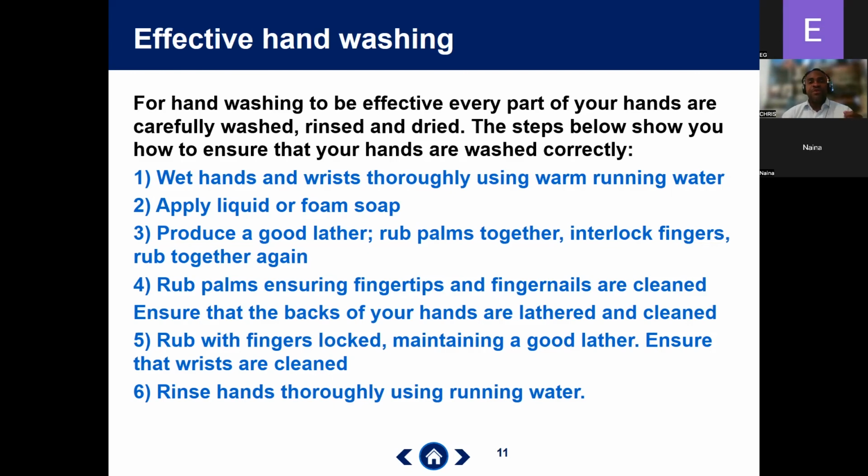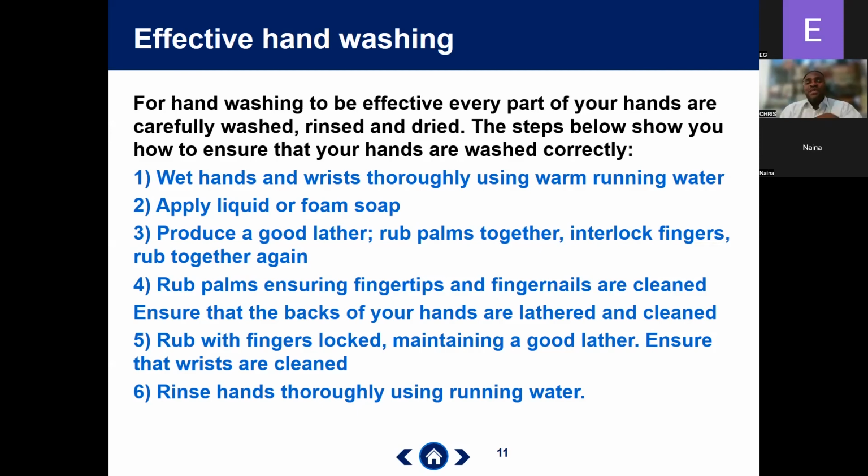The third stage is to produce a good lather with the soap because our hands are wet. Rub our palms together, interlock our fingers, and rub together again. Then rub our palms, ensuring our fingertips and fingernails are all cleaned, and that the backs of our hands are lathered and cleaned. And then the fifth thing is to rub our fingers locked, maintaining good lather and ensuring that the wrists are clean as well.